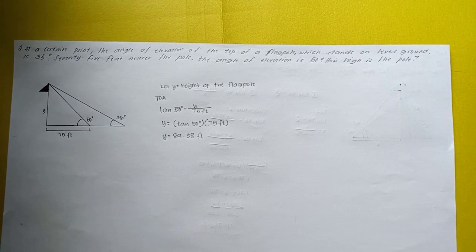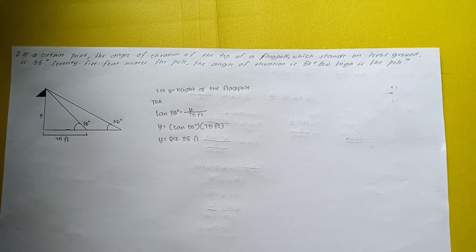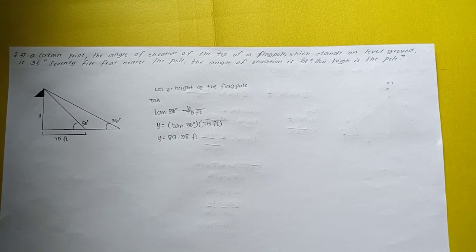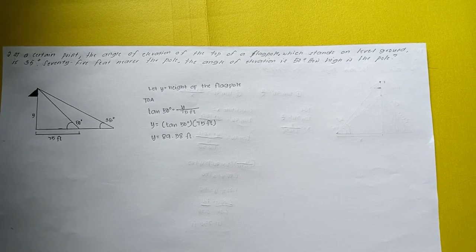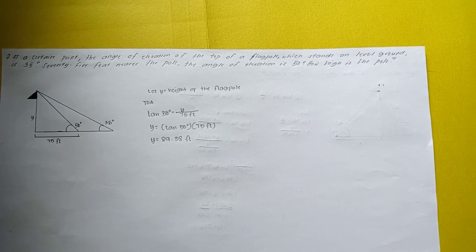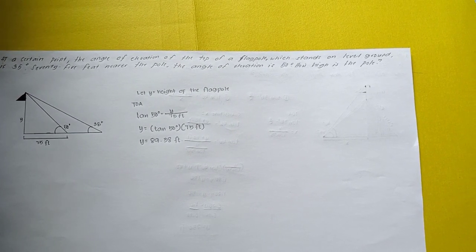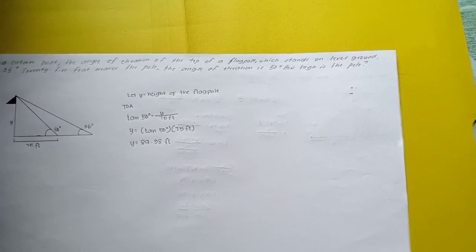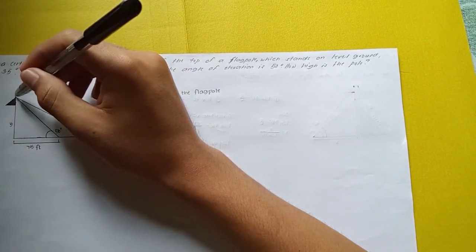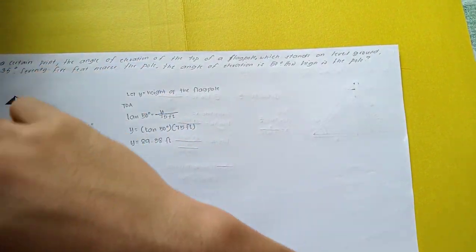Our problem number 2: at a certain point, the angle of elevation of the top of a flagpole which stands on level ground is 35 degrees. 75 feet nearer the pole, the angle of elevation is 50 degrees. How high is the pole? So the question is, how high is the pole?